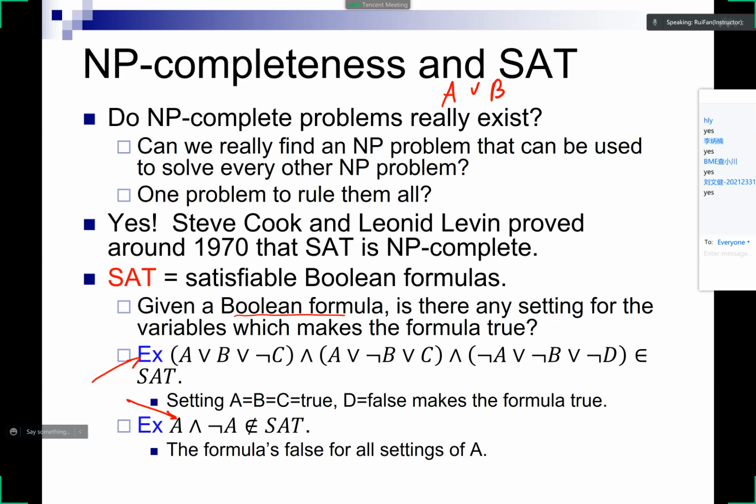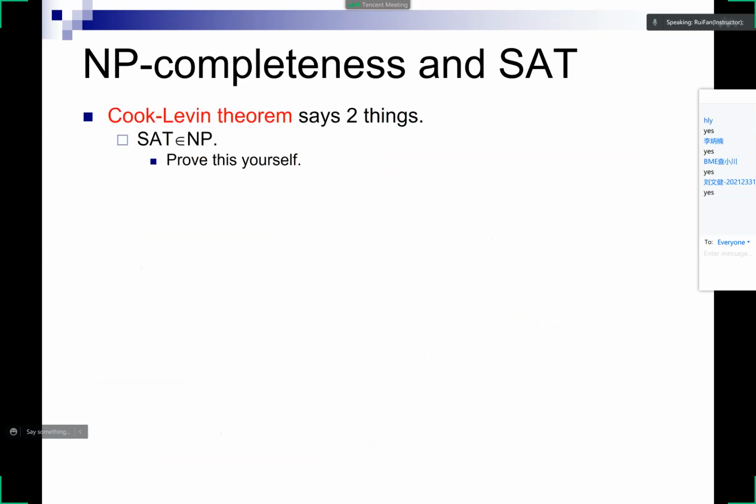So Cook and Levin proved that SAT is an NP problem. The result is called the Cook-Levin theorem, and it says two things. First of all, the Cook-Levin theorem says that SAT is NP complete. So that means that, first of all, SAT is an NP problem. You should try to prove this fact yourself. How can you prove that SAT belongs to the class NP?